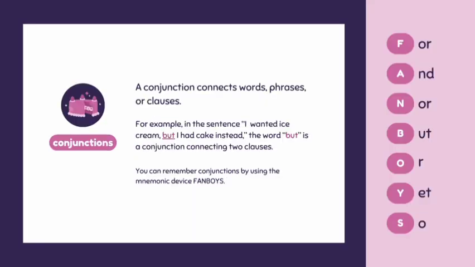Conjunctions. A conjunction connects words, phrases, or clauses. For example, in the sentence, I wanted ice cream, but I had cake instead. The word but is a conjunction connecting two clauses. You can remember conjunctions by using the mnemonic device FANBOYS.